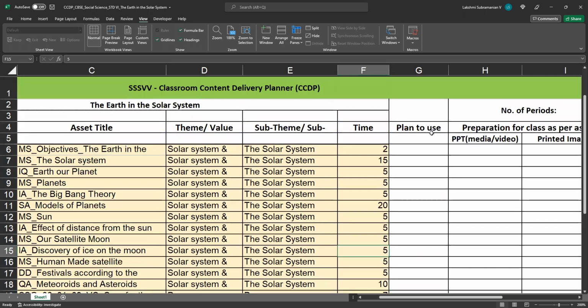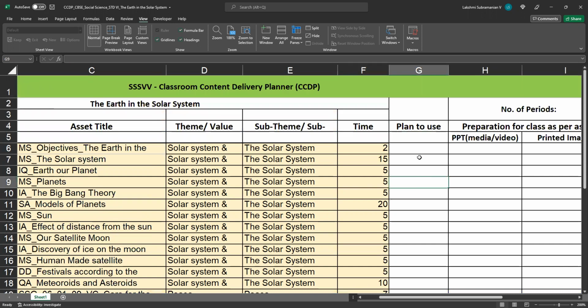So here, what we are saying is, plan to use is the day on which you are planning to use. Let's say you will say probably these 4 assets, and that becomes 30 minutes. So I will just use these 4 assets on Wednesday: the main script, the IQ asset, the third asset MS Planet, and the 4th asset, the interesting asset. Because children may have some questions, right? So this 30 minutes is good enough for you, because you need 5 minutes for interaction.